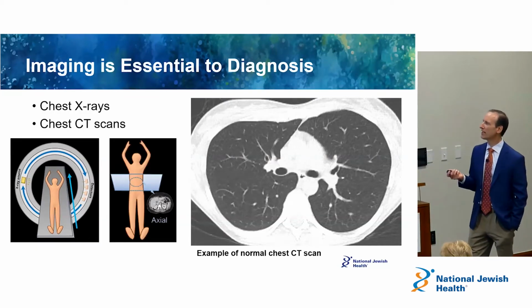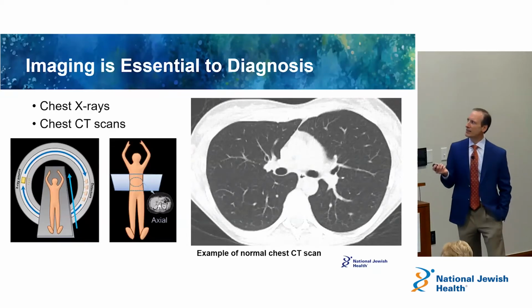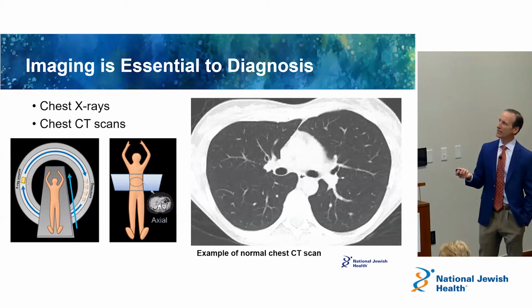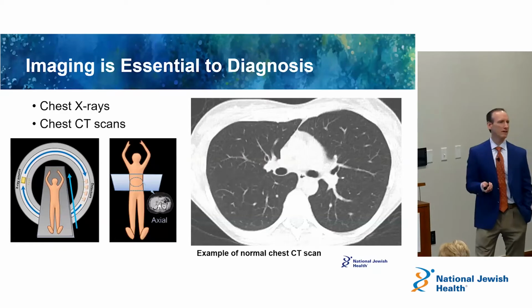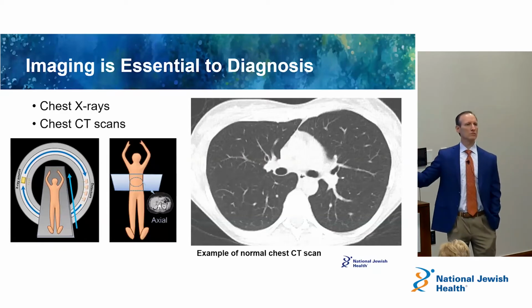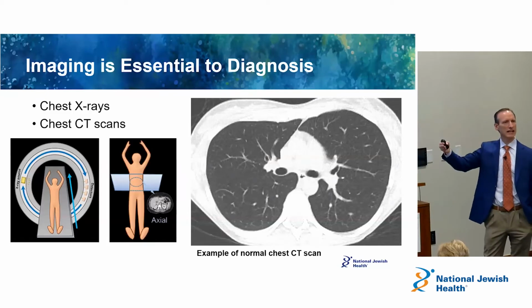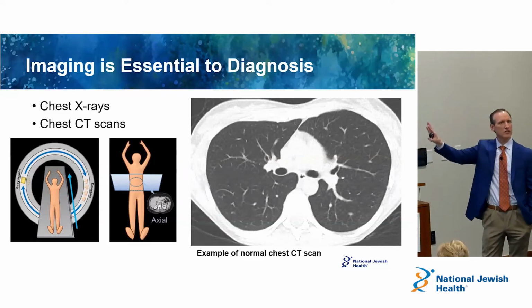And so right here is the vertebra. These are ribs. And then this would be the sternum up here. This is a nice air-filled lung. And these white lines or dots are blood vessels. So this is normal. And this is what we're comparing to in our head when we're looking at patient CT scans. Okay, this is normal.